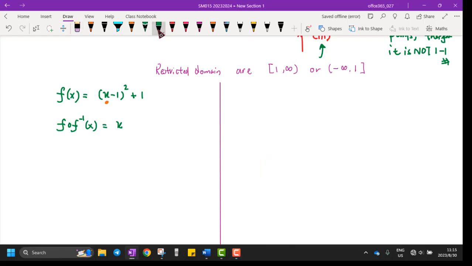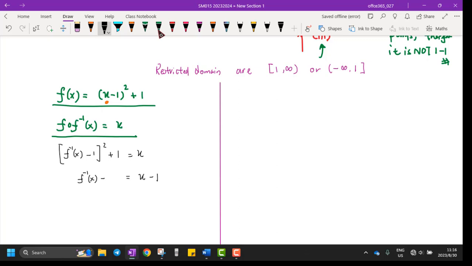After we restrict the domain, we need to find the inverse. So we rewrite the function f(x) in completing the square form and use the composite function method to get the inverse function. From here we replace the x with f inverse, because f inverse is an inner function. F inverse minus 1 squared plus 1 equals x. So we move the 1 to the right hand side, it becomes x minus 1. The left hand side is still in the square form.